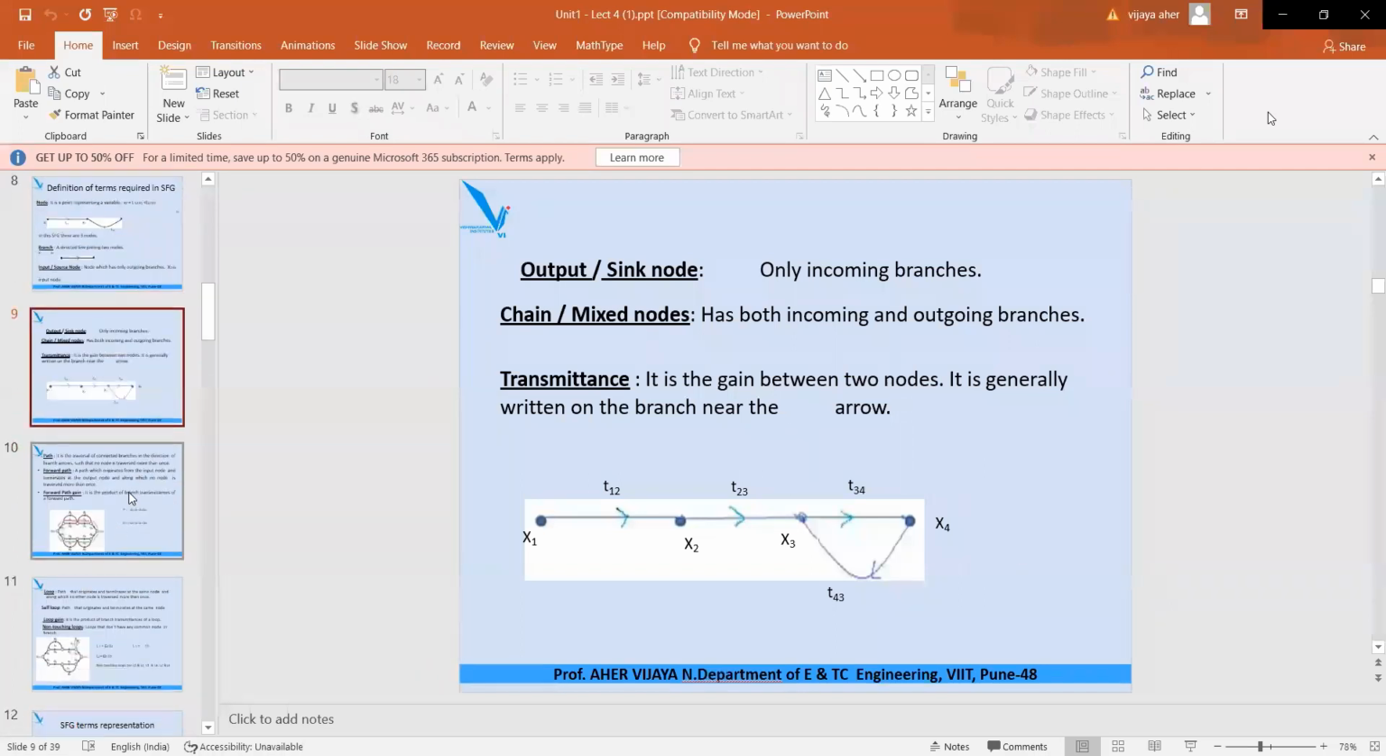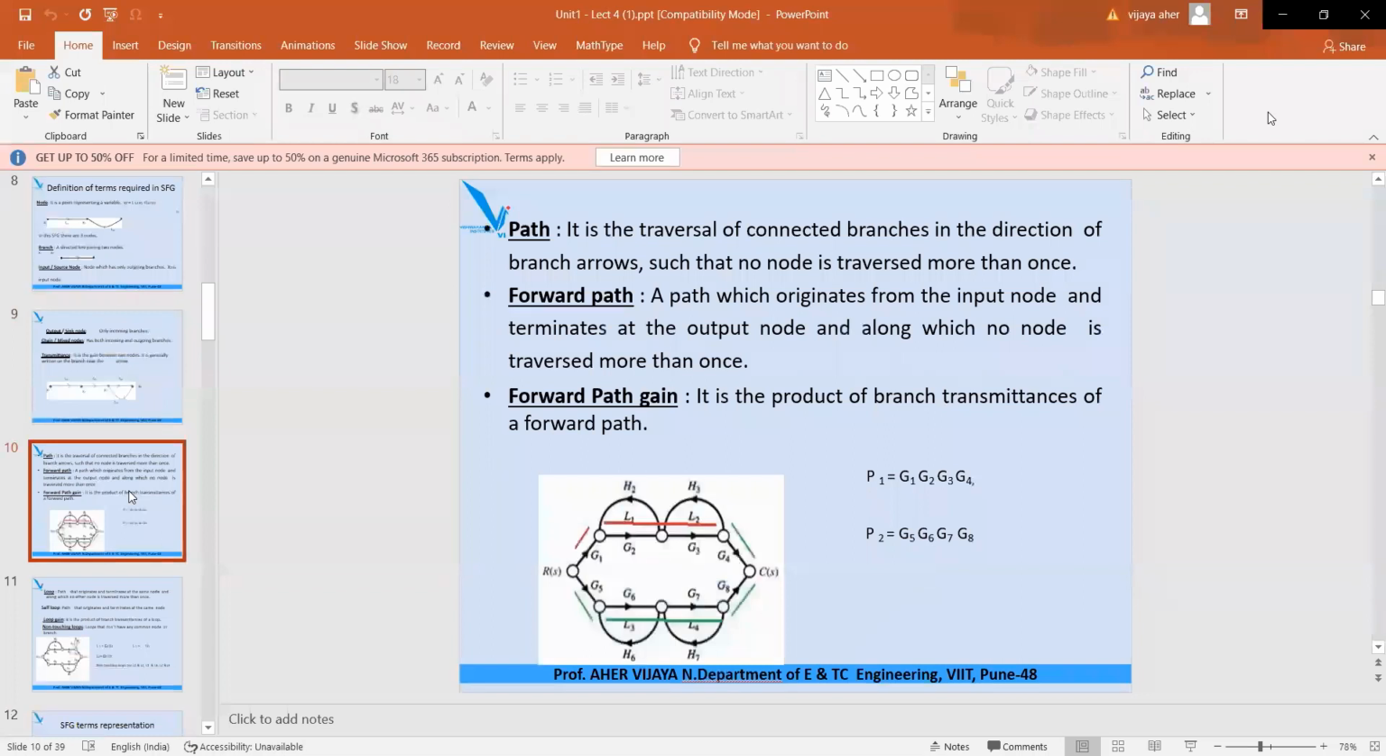Now, remaining small terms you have to remember related to path and forward path gain. So what is path? It is the traversal of connected branches in the direction of branch arrows, such that no node is traversed more than once. So this is your path. And what is forward path? The definition of forward path is written over here. A path which originates from the input node and terminates at the output node, and along which no node is traversed more than once. This term again we have to remember.